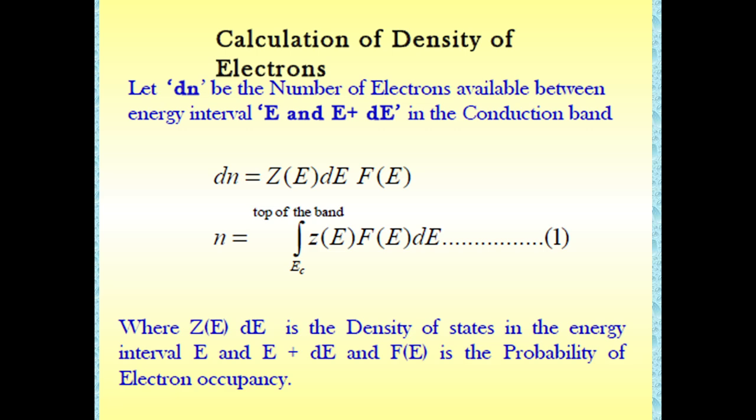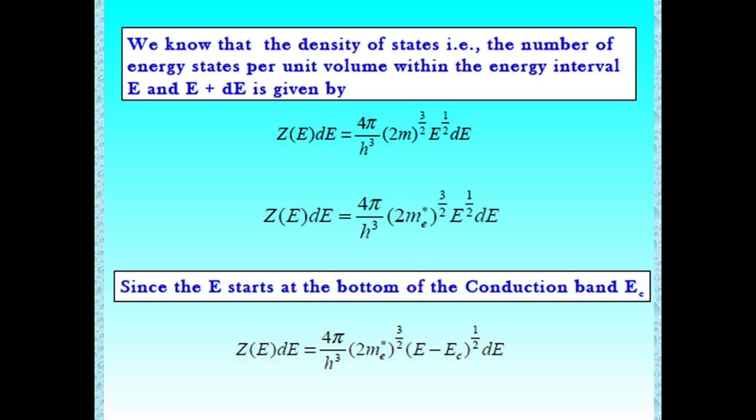Consider this equation number 1. Here Z of E is the density of states in the energy interval E and E plus dE, and F of E is the probability of electron occupancy. We already know that the density of states is the number of energy states per unit volume within the energy interval E and E plus dE.